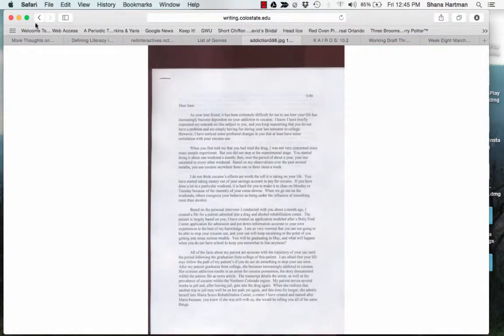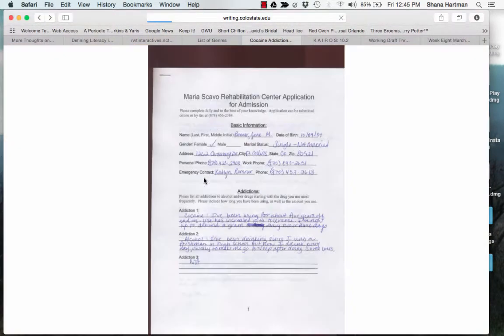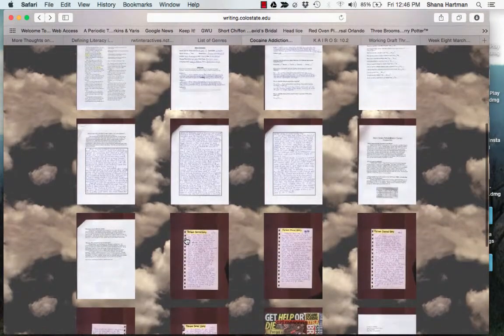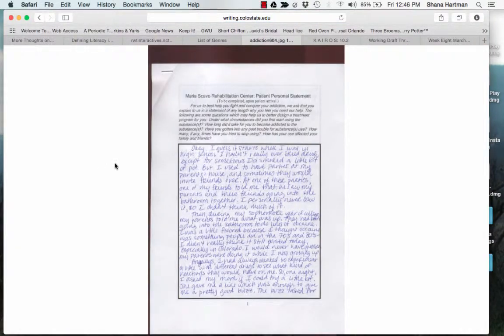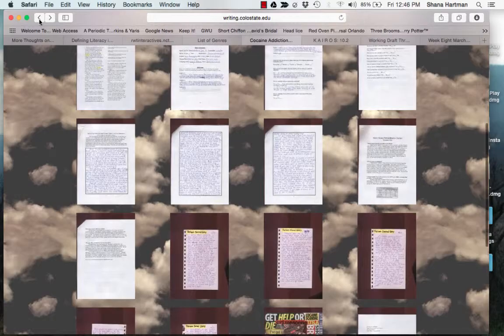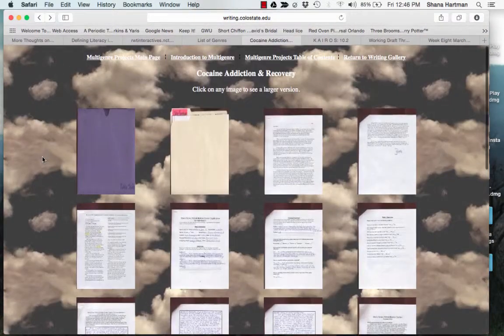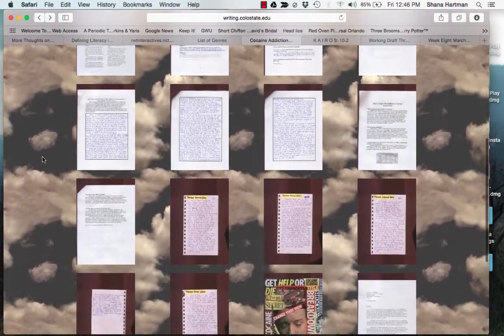So here we have a letter. Here we have a rehabilitation center application for admission. Have you ever thought of submitting an application as evidence of a genre within a research piece? How might that fit in, if at all, with your inquiry project? Can you think of anything similar that might explain and help address your research questions and represent your data, your secondary sources? Personal statement. So here obviously the title is Cocaine Addiction and Recovery, so we can see how these things might fit in.